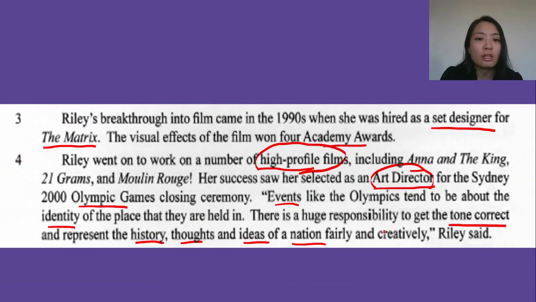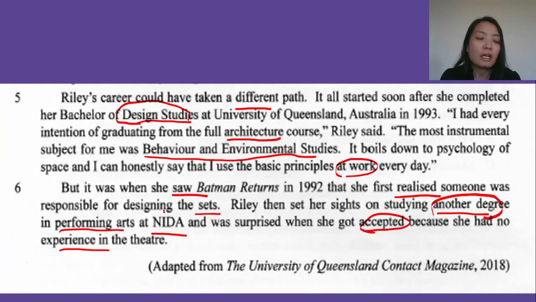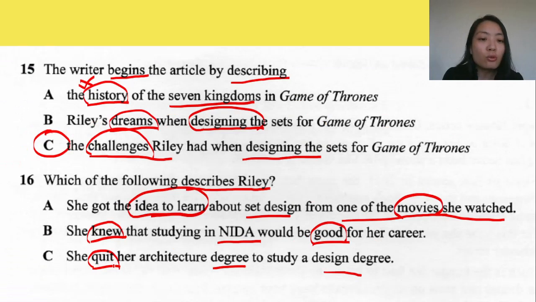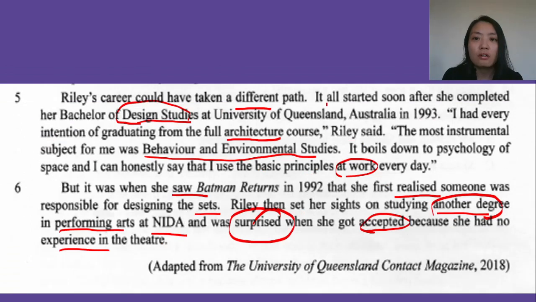Did she actually know that when she went to this place, it would be good? Actually, it doesn't say that she knows it. It just says here that she went to study at this place, and she didn't know why, because she was surprised when she got accepted. So she didn't know actually. She was just trying out because she was inspired to learn about set design. And then finally, did she quit her architecture degree to study a design degree? Let's see, did she quit or not? It started after she completed her bachelor. So actually, no, she did not quit. She actually completed it. So this is for question number 16.